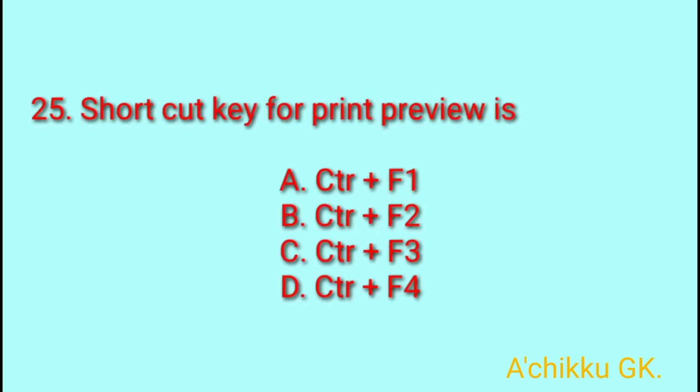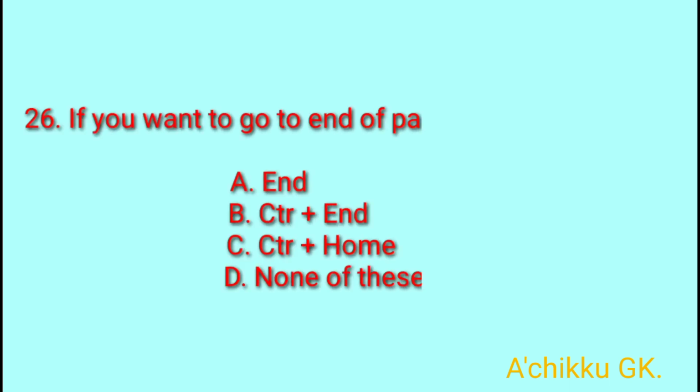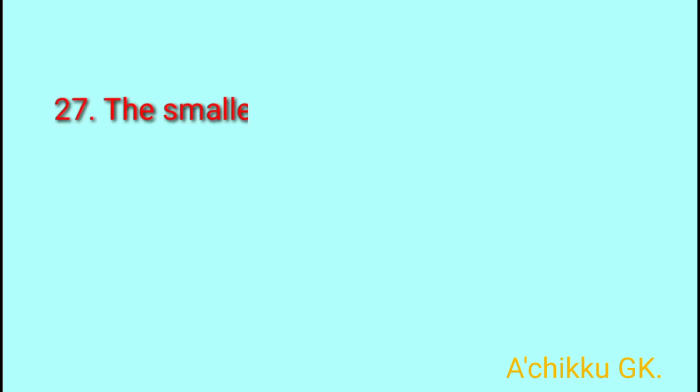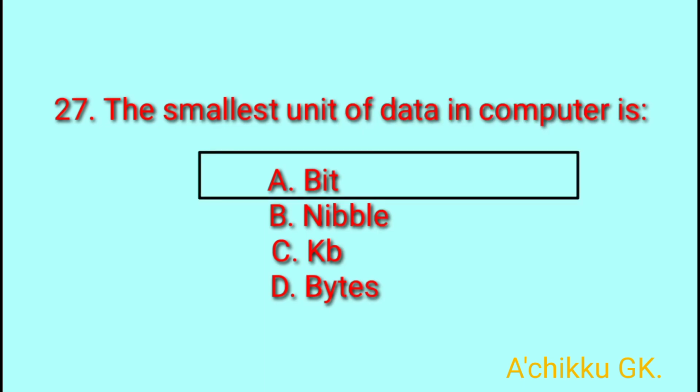Shortcut keyboard print preview is? Correct answer B. Ctrl plus F2. If you want to go to end of page, you have to press? Correct answer B. Control plus N. The smallest unit of data in computer is? Correct answer A. Bit.